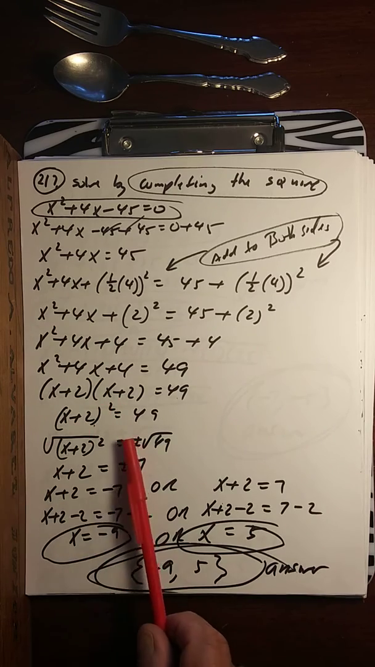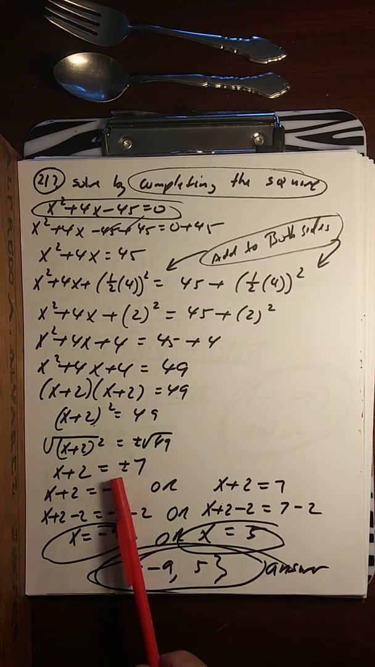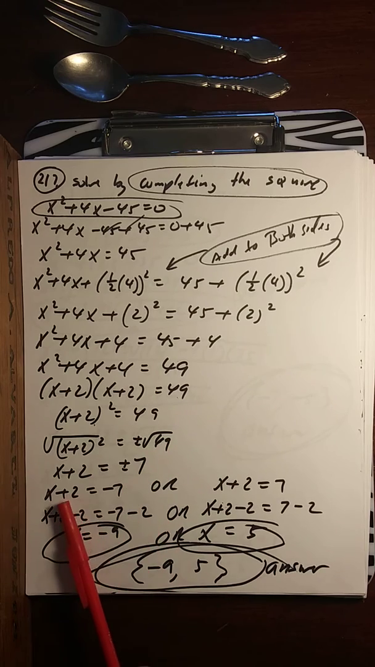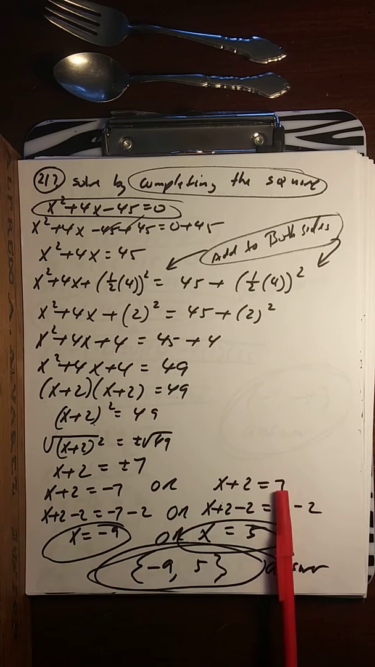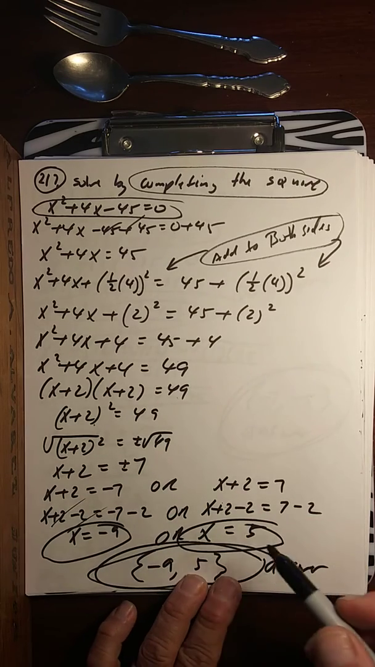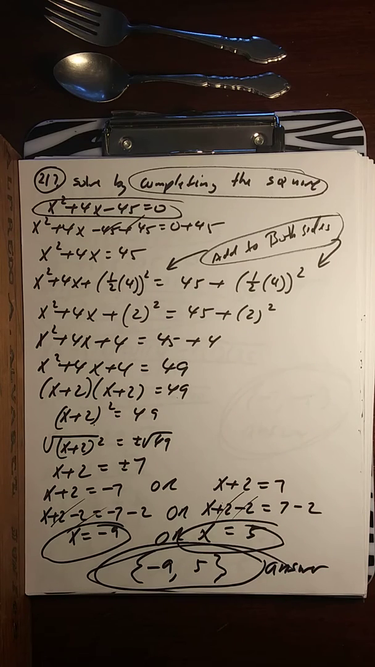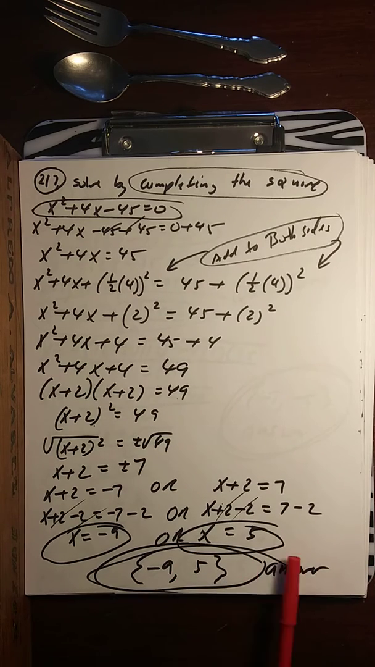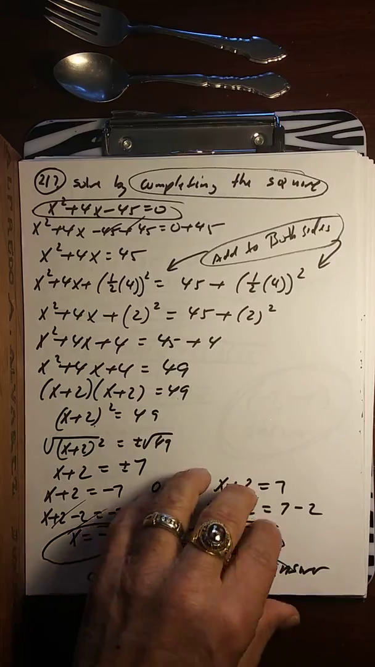Now, take the square root of both sides. We have x plus 2 equals plus or minus the square root of 49, which is 7. So x plus 2 equals minus 7, or x plus 2 equals 7. So we're going to subtract 2 from both sides. These are gone. So we have negative 9. And over here, same thing. We have what? x equals 5. So we have negative 9 and 5 by completing the square.